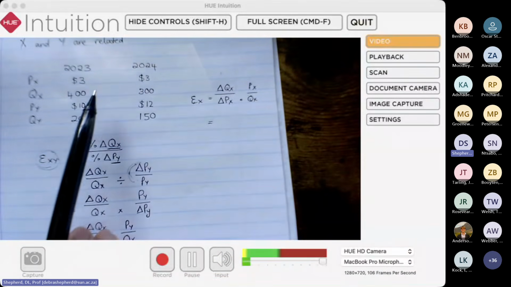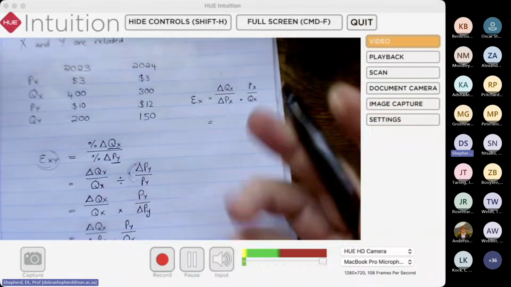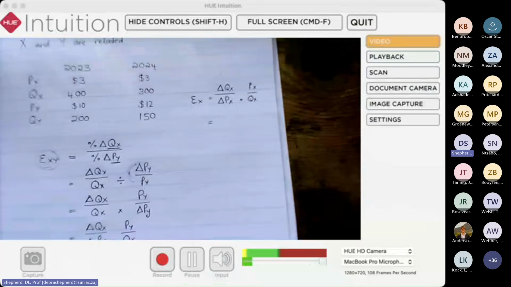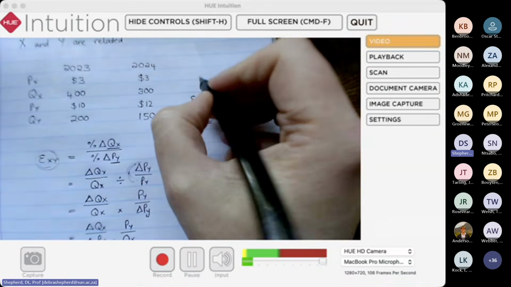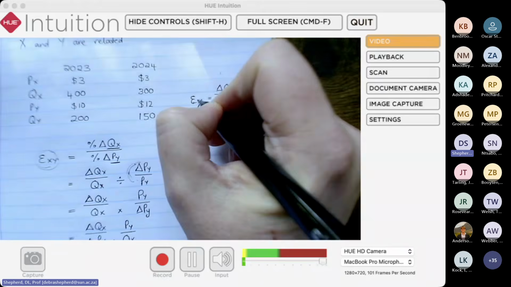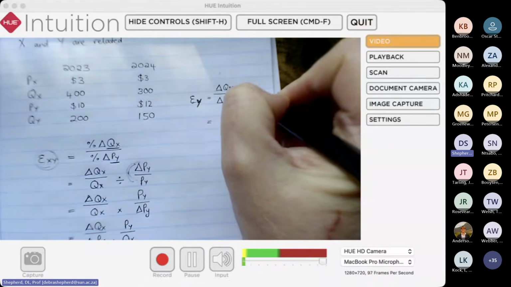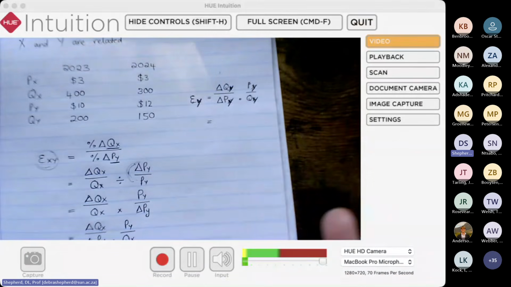Okay, so the change in X is 400, 300. Oh yeah, there's actually going to be a zero elasticity here because I've chosen the wrong product to use because the price of X didn't change. So that's a bit of a redundant question. So I'm going to make this Y instead. Okay, so I'm going to make it the price elasticity of demand of Y.